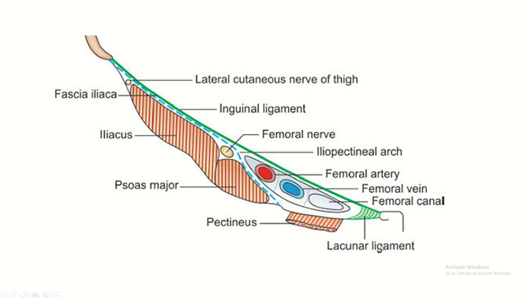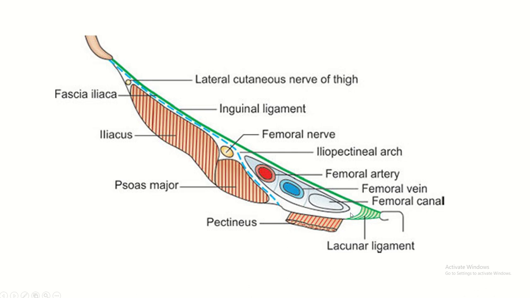This is the inguinal ligament. It is formed by the aponeurosis of the external oblique abdominis muscle. The lateral end is attached to the anterior superior iliac spine, and the medial end is attached to the pubic tubercle. Below the inguinal ligament, the following structures pass.